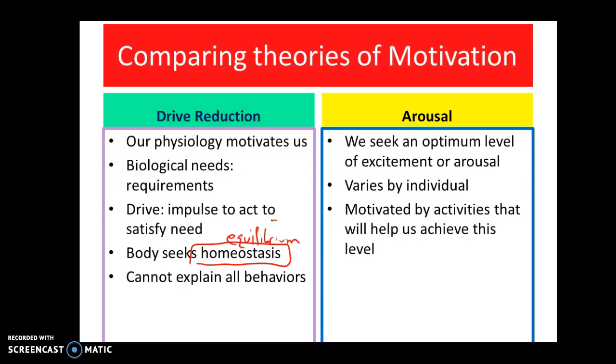So for instance, I might have a need, which is a physiological requirement. So an example would be thirst. That need creates a drive, and my drive is going to lead me to then go find some water, right, and drink, and I return to homeostasis.